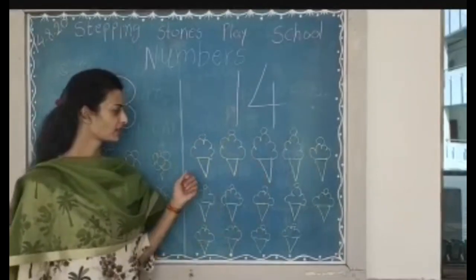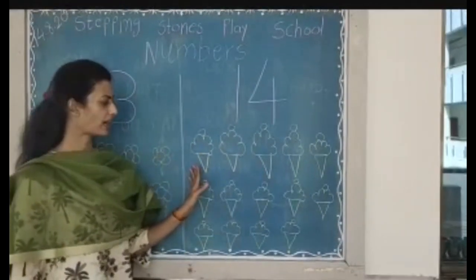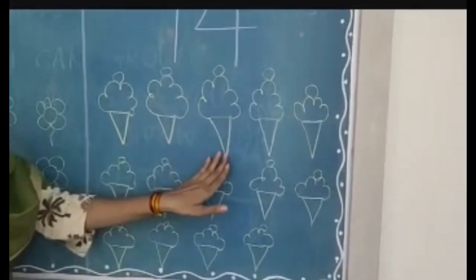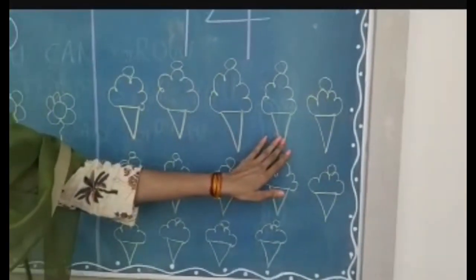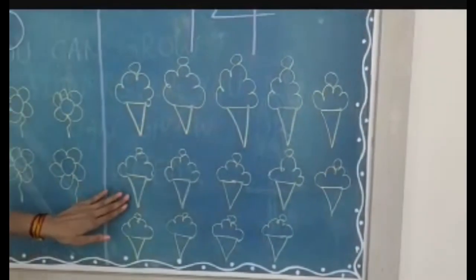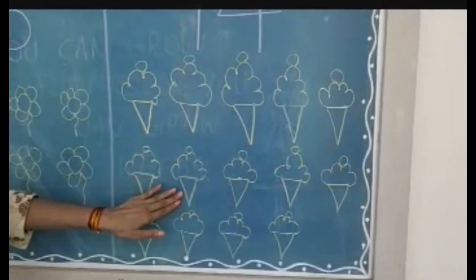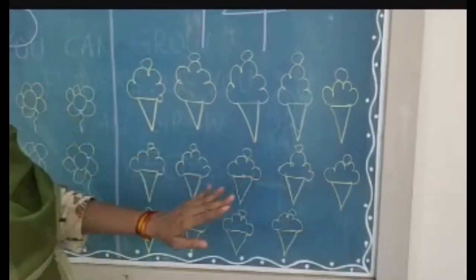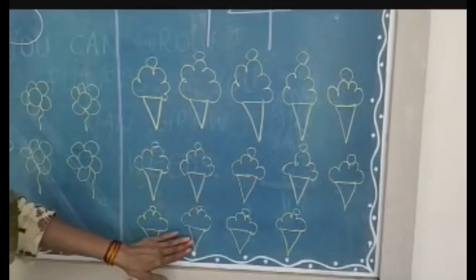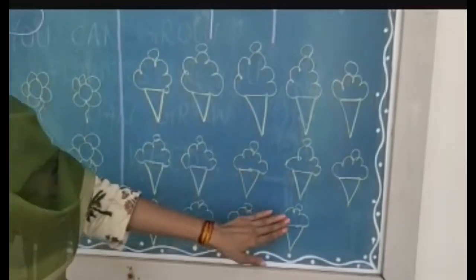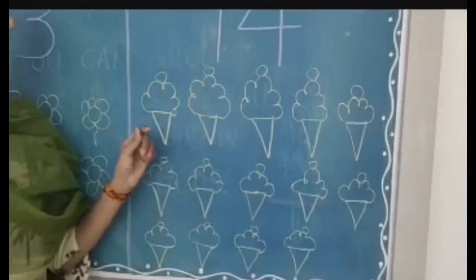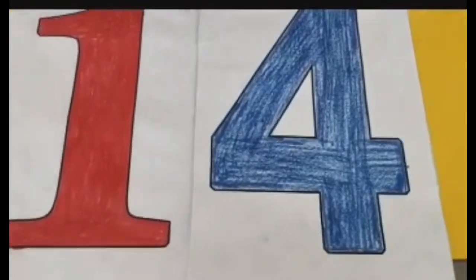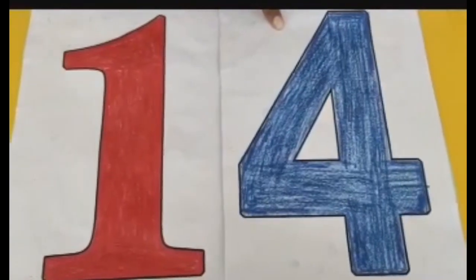Ice creams. We are going to count ice creams. 1, 2, 3, 4, 5, 6, 7, 8, 9, 10, 11, 12, 13, 14. 14 ice cream. Now here, 1, 4, 14.